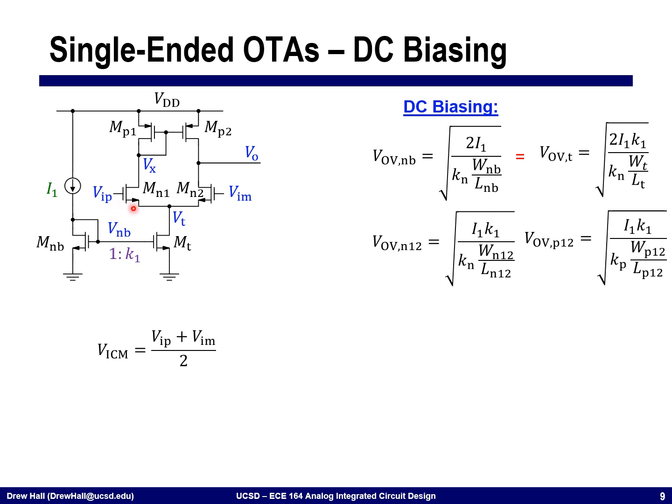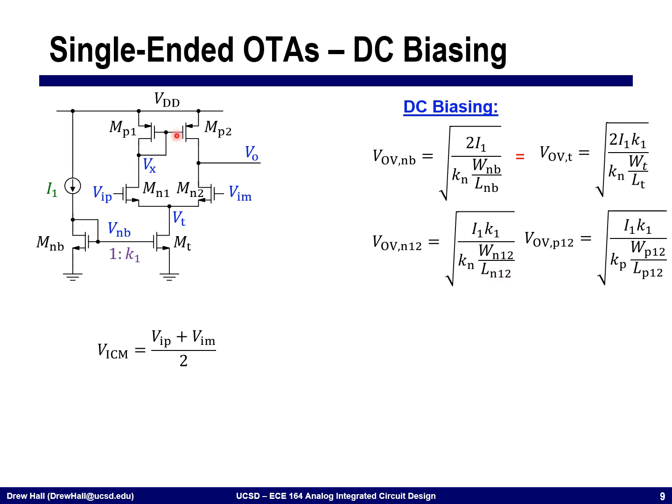Next, we can calculate the overdrive voltage for the input differential pair. Recall that we have a current of I1 times K flowing through this device. And so we have half of that flowing through each of these sides of the differential pair. We're taking away the differential mode voltage whenever we're doing DC biasing. And so the overdrive voltage for each of these devices is equal to the square root of I1 times K divided by Kn W over L.